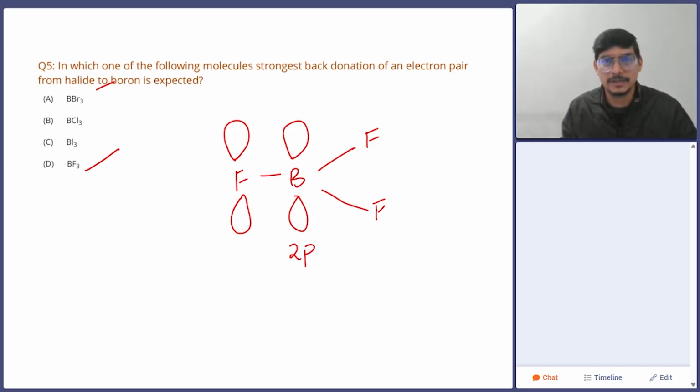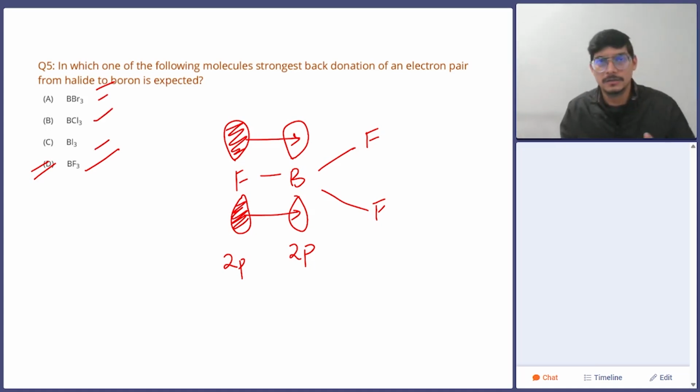So boron has a vacant 2p orbital and fluorine has a filled 2p orbital. So this effectiveness of overlap is going to be great. Okay, so the back donation is going to be the best in case of BF3. As the size of the halogen increases, in case of chlorine, bromine, and iodine, the halogen p orbital is going to inflate. It's going to become larger in size, and that is going to decrease the effectiveness of the overlap and hence the back donation.